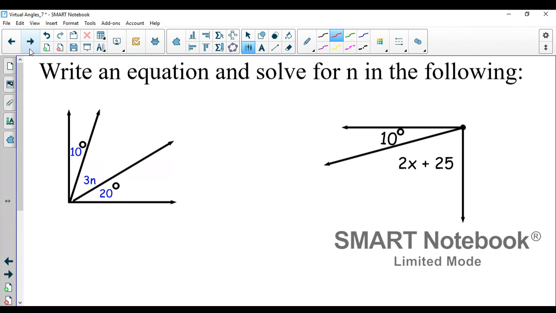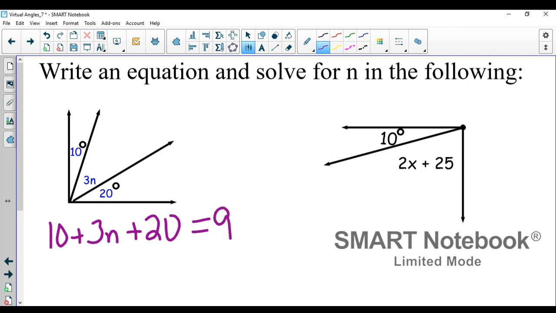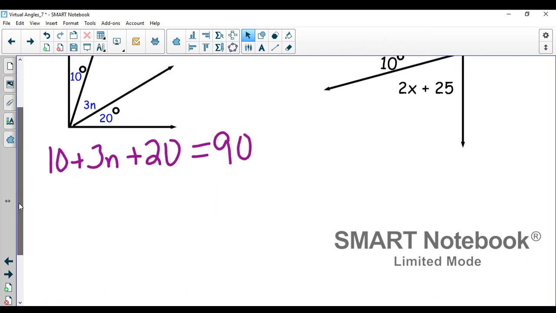We'll take a couple examples together. I'll try the first one and then you can pause it and work through the second one. So again, I see a right angle, and this time it's cut into three pieces. And it doesn't matter how many pieces it's cut into, because I know that this 10-degree angle plus this unknown angle, which is 3n, plus this 20-degree angle, if I put all those pieces together, it's going to give me a 90-degree angle. That's what I have. I have a 90-degree angle that just got split up into three different pieces.